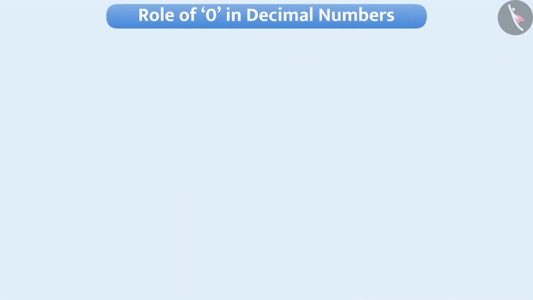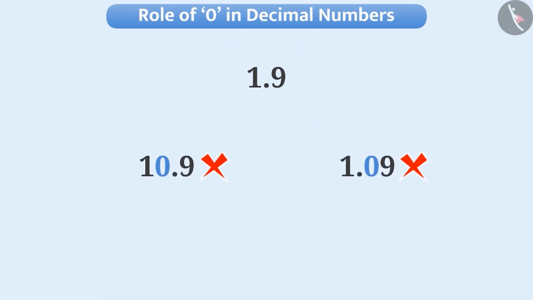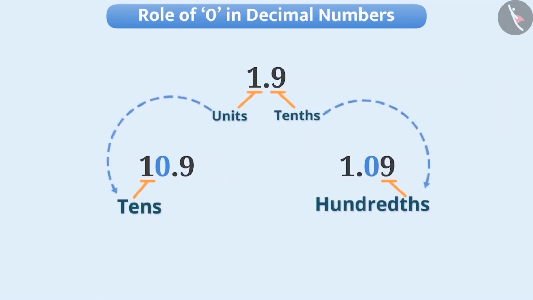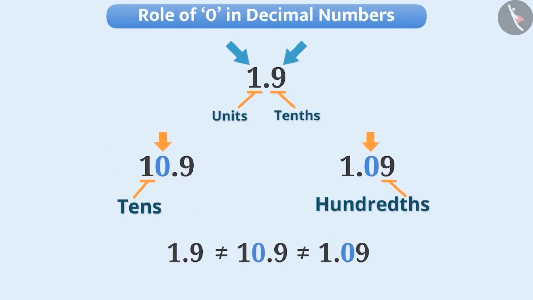Can we use 0 at any place in the middle of the first non-zero digit and the last non-zero digit in any number? Think for a while. No, we cannot do this. If we do so, the place of digit changes and so the value of number. So make sure that we do not place 0 at any place in the middle of the first and the last non-zero digit in any number.